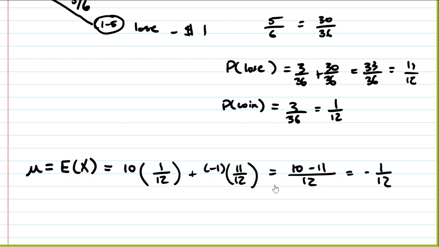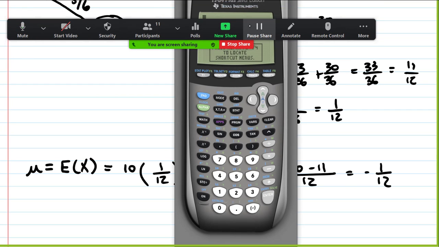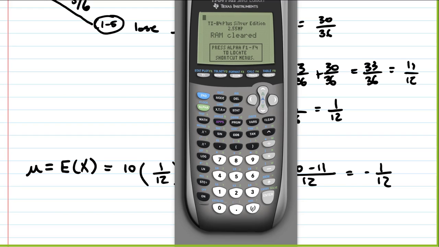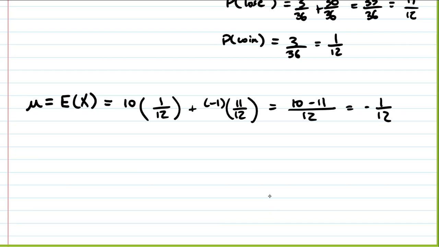Well, what does that mean? Let's grab a decimal for that fraction first off. So we have negative 1 divided by 12. So we get negative 0.083, repeating. So mu is negative 0.083, repeating. So what does that mean?